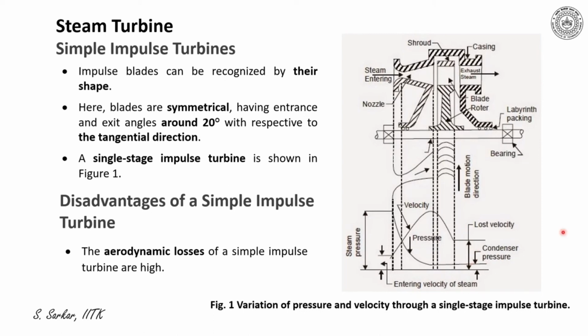Here the kinetic energy loss will be considered as a loss. That's why in a simple impulse turbine the exhaust velocity is high. Thereby, the aerodynamic losses of a simple impulse turbine are high as compared to others, particularly as compared to the reaction turbine. Thus, this is one of the disadvantages. The disadvantage of a simple impulse turbine is that the aerodynamic losses are considerable.